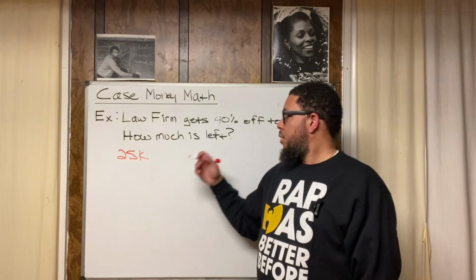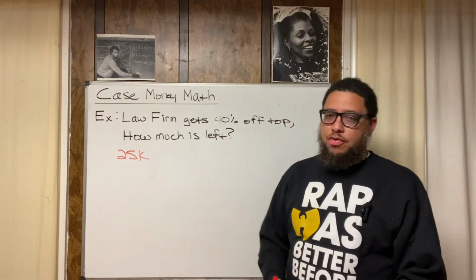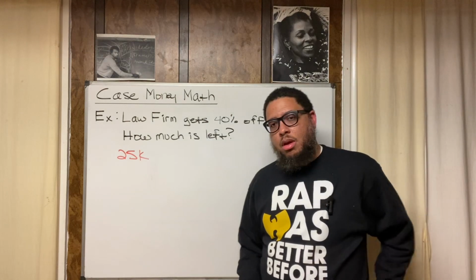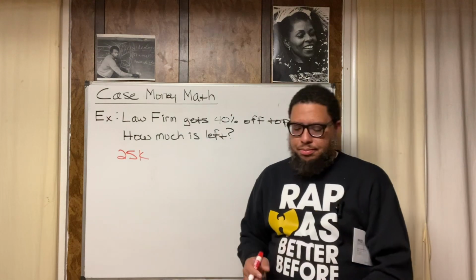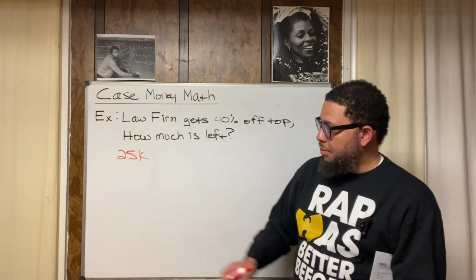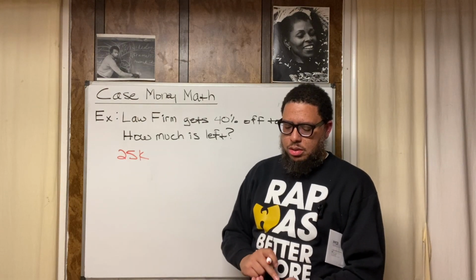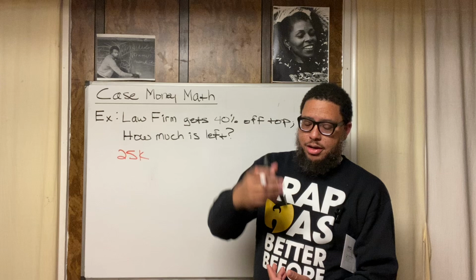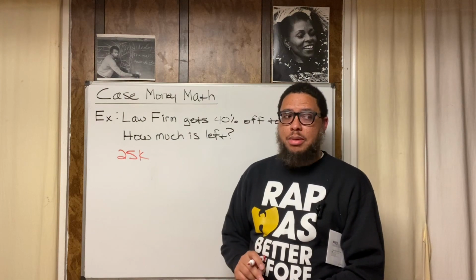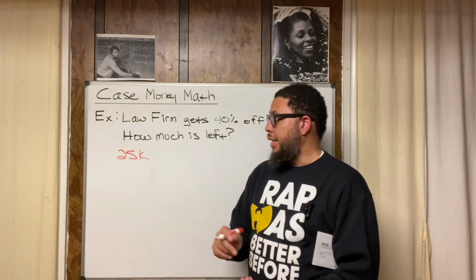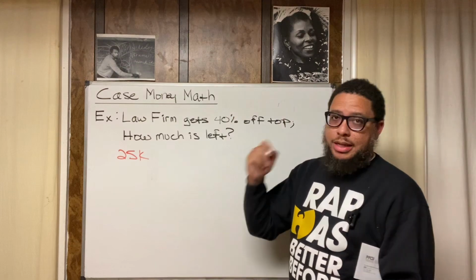All right. One way to find 40% is like this. You can take out a calculator, type in this total amount, 25K, which is 25,000. Type that in your calculator, hit the multiplication button, and then convert this percentage to a decimal.